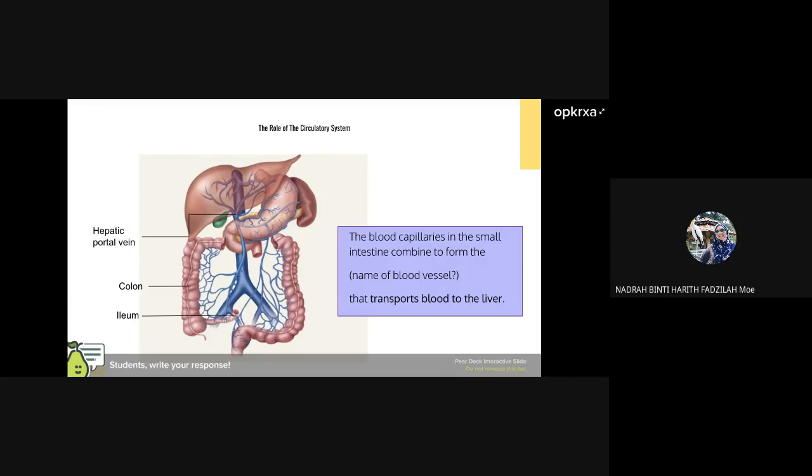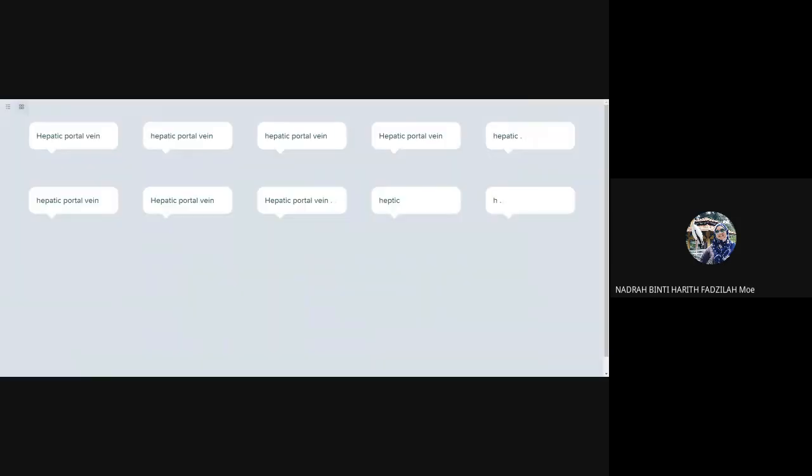Alright, so nama dia ialah hepatic portal vein. Okay, nanti boleh update. Tolong update dulu sekejap ya.